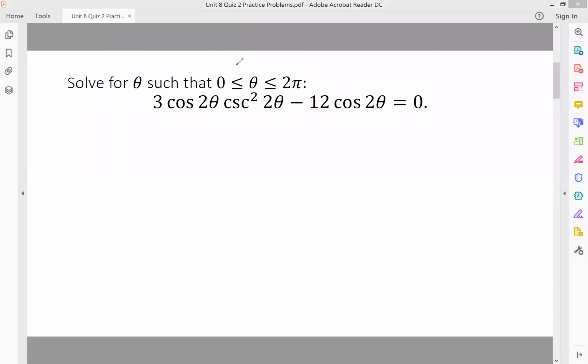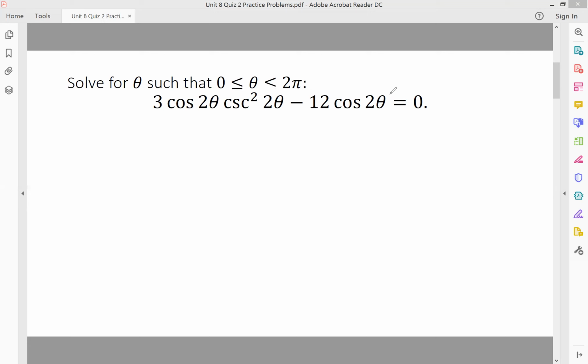Okay, so solve for theta such that theta is in between 0 and 2 pi. Let's see, we should not have an equal to under that less than sign. So let's fix that real quick. Okay.